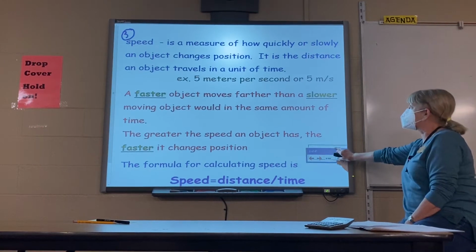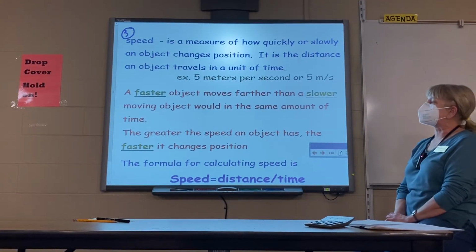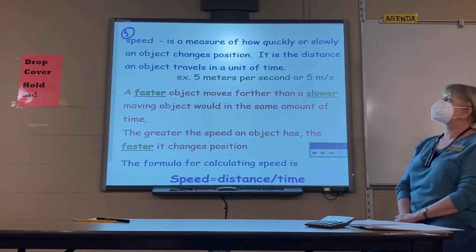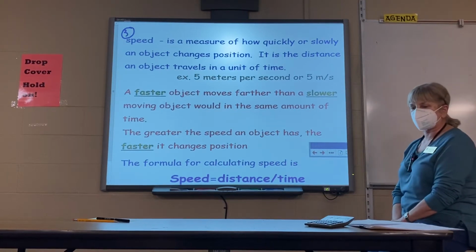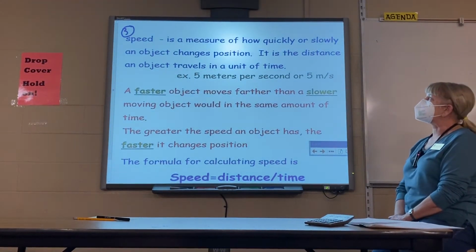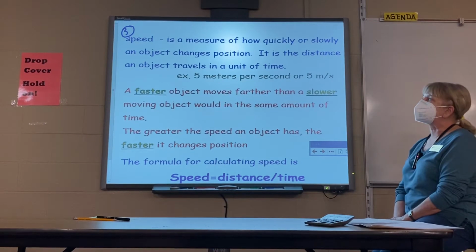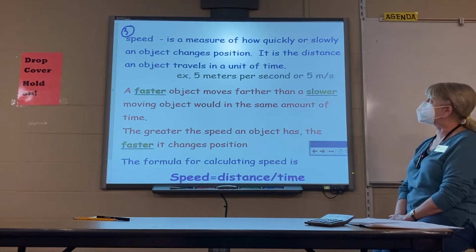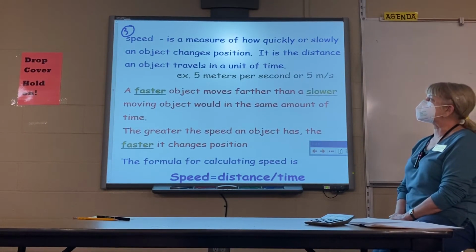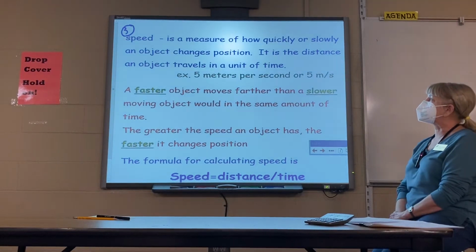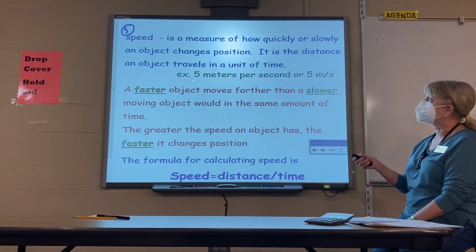Here is our actual definition for the term speed. This is number 3 on your study guide. Speed is a measure of how quickly or slowly an object changes position. It is the distance an object travels in a unit of time, and I've given you an example here, 5 meters per second.